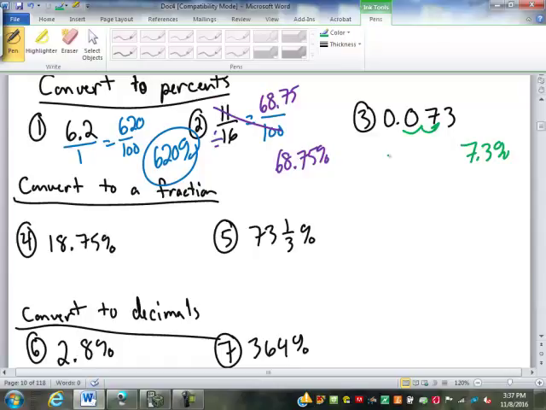These next two are a little trickier, turning these percents into fractions, but I didn't give you really nice percents to work with. 18.75% is going to become 18.75 over 100. Any percent, when we convert it to a fraction, is over 100. But we don't want to leave it like that. The first thing we want to do is get rid of the decimals within our fractions. What are we going to do to get rid of that decimal?